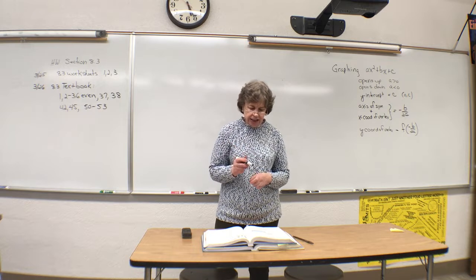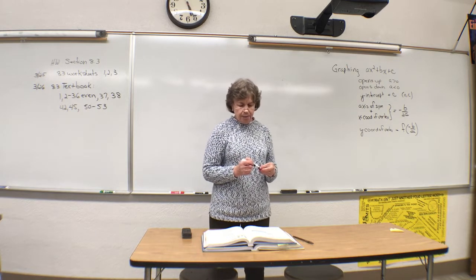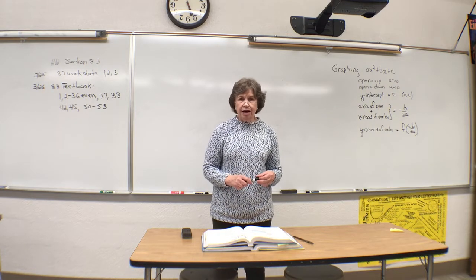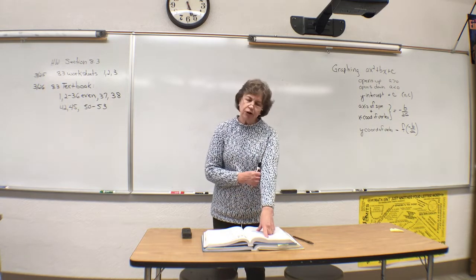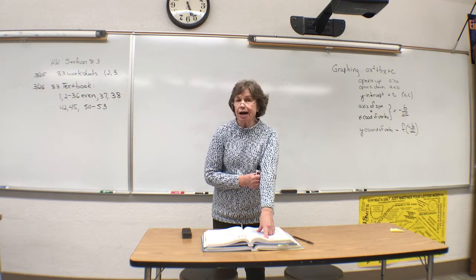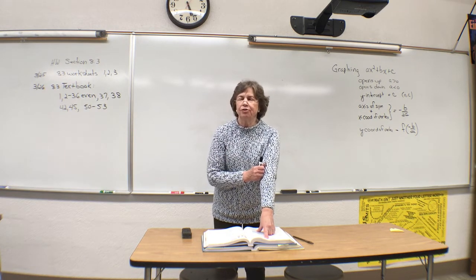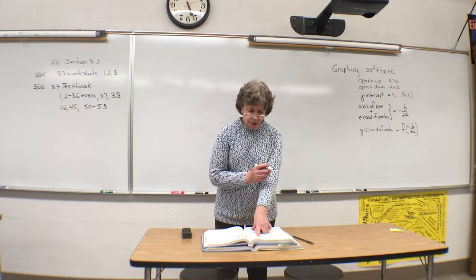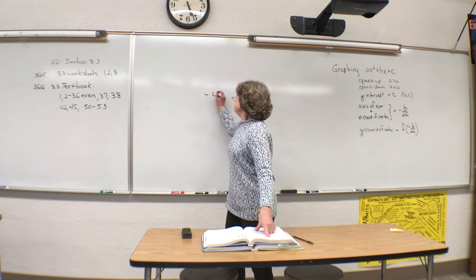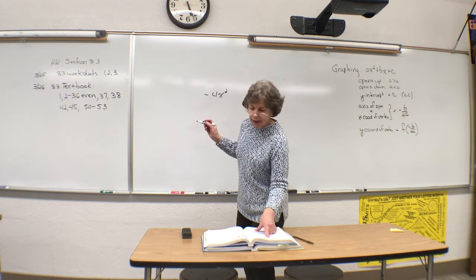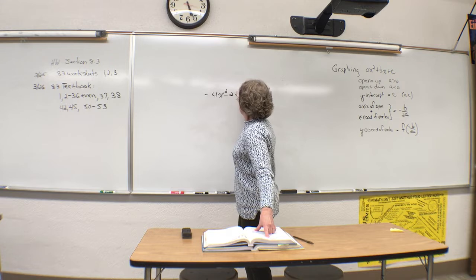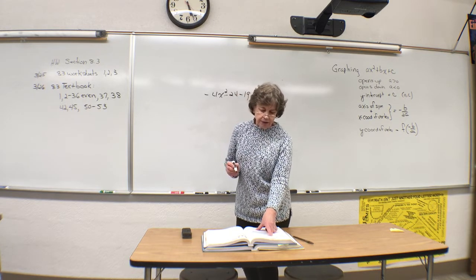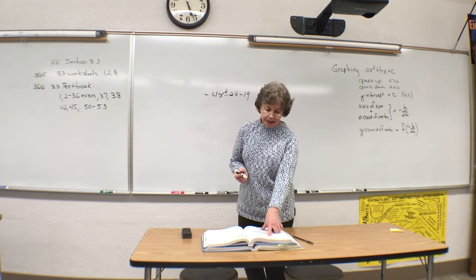Tell whether the function negative 4x squared minus 24x minus 19 has a minimum or a maximum. Well, right away when you look at that, that leading coefficient is negative, which means that parabola opens down and that vertex is going to be the maximum. So we've got the equation negative 4x squared minus 24x minus 19, and you're looking for minus b over 2a.